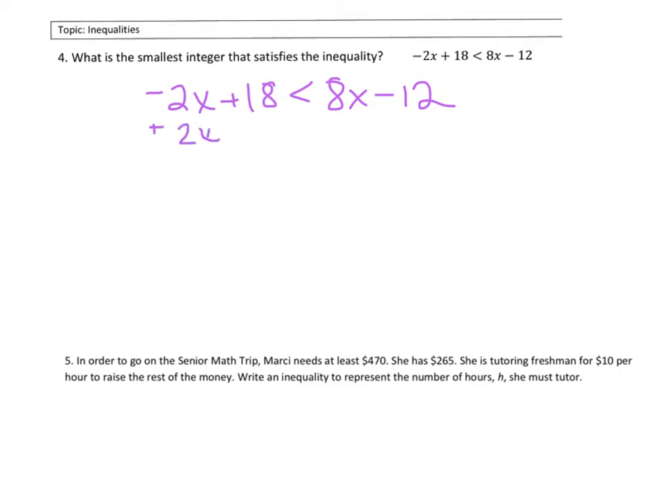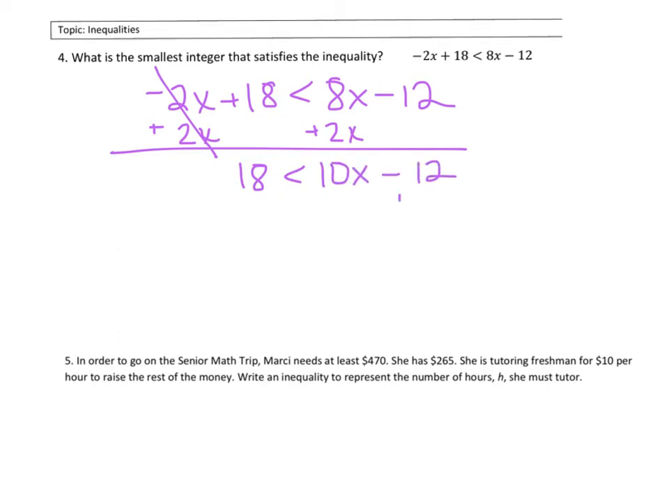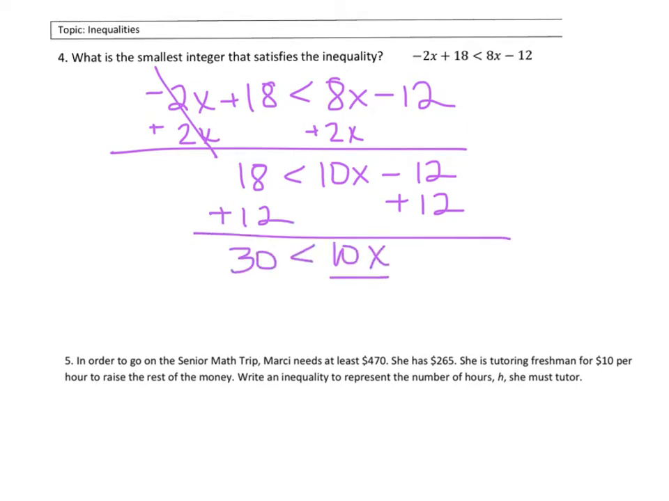So I'm going to add my 2x over. That's going to eliminate it from the left-hand side. So 18 is less than 10x minus 12. Of course, I need to move my 12 over now. So 30 is less than 10x. Divide by 10. So 3 is less than x.